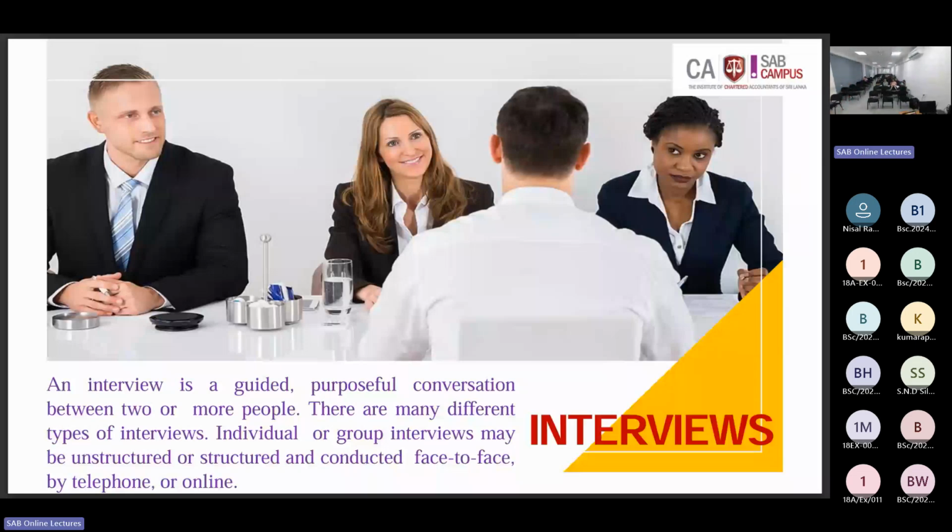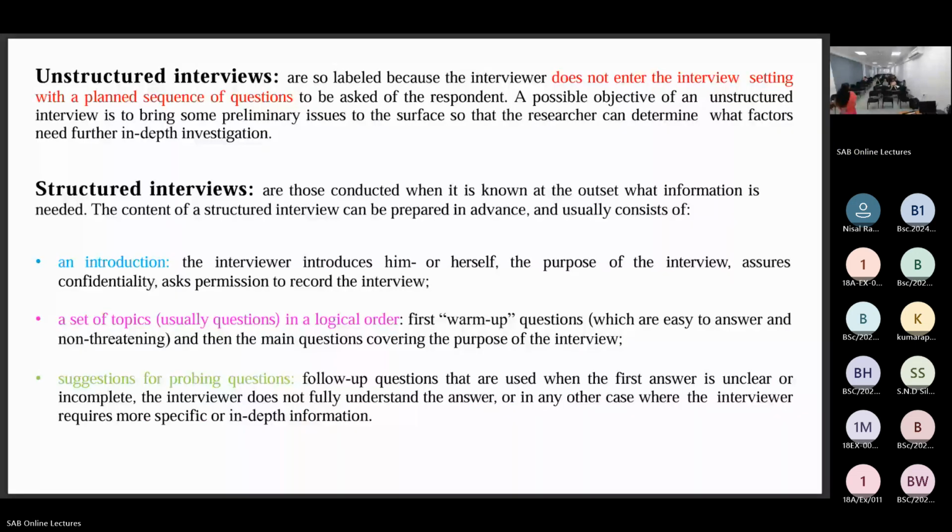Okay, what are the interviews that you know? Yes, structured interview as well as unstructured interview. A structured interview has a proper plan, right? A pre-guided document is there. The interviewer is ready with the pre-guided document, with guidelines and other things. So they prepare a set of questions.